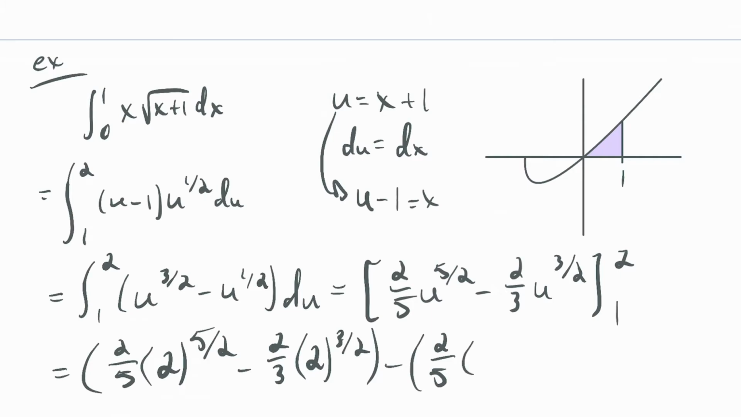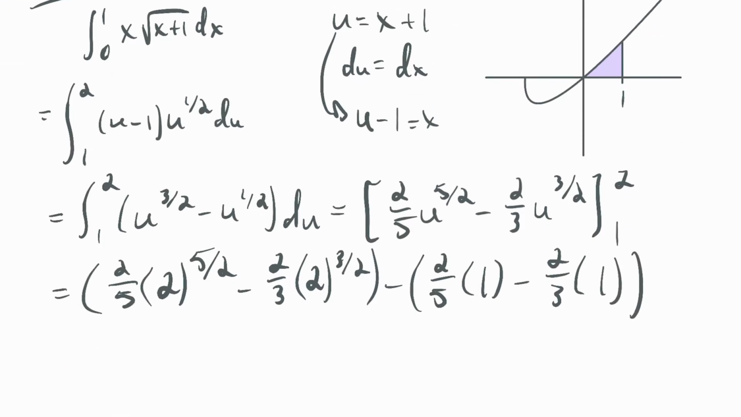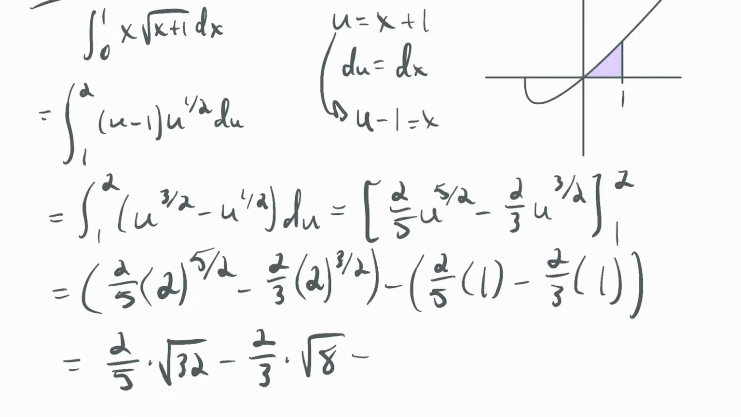times 1 to the 5/2 power, which is just 1, minus 2/3 times 1 to the 3/2 power, which is just 1. And there we go. There's our number. It's kind of messy, but that's what it is. If I want, I could write this as 2/5 times the square root of 32 minus 2/3 times the square root of 8 minus 2/5 plus 2/3 because I have a double negative. So this is kind of a messy number, but that's it.